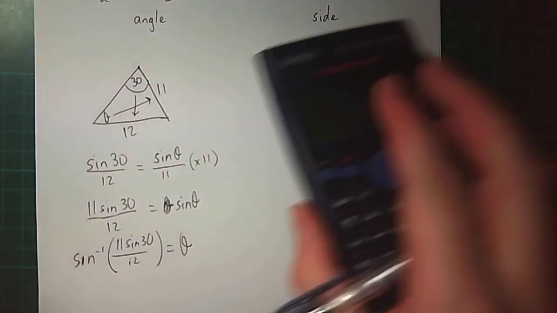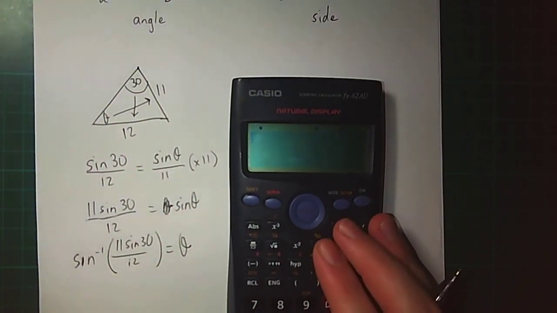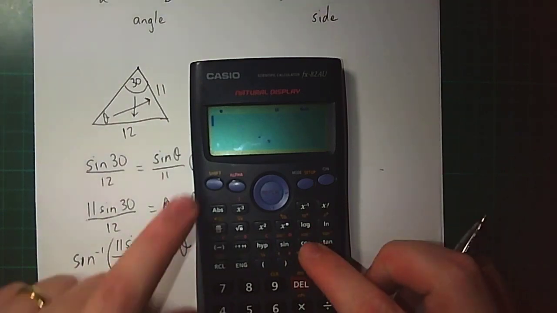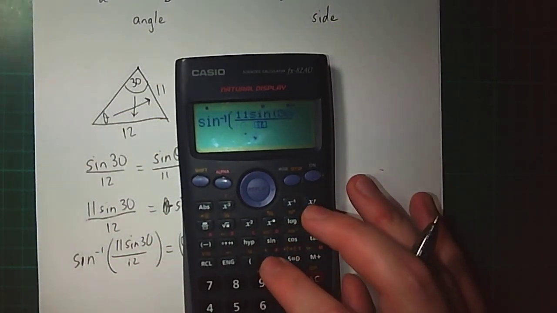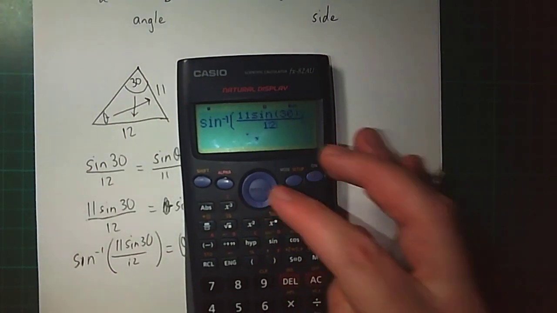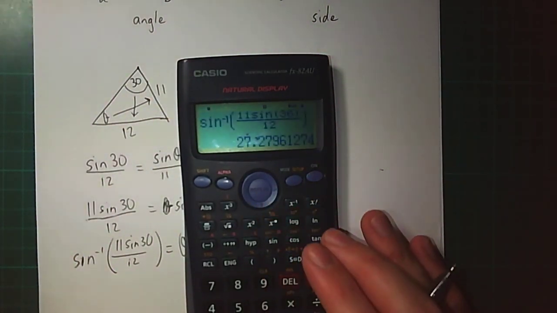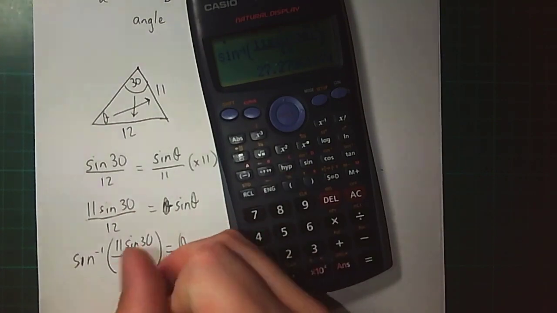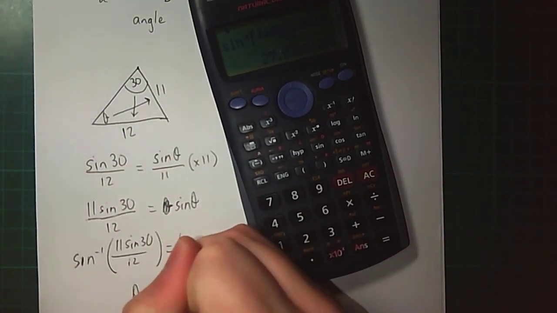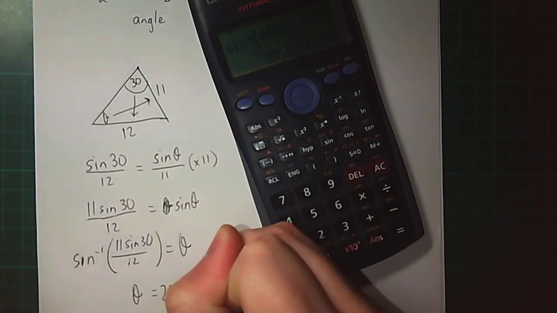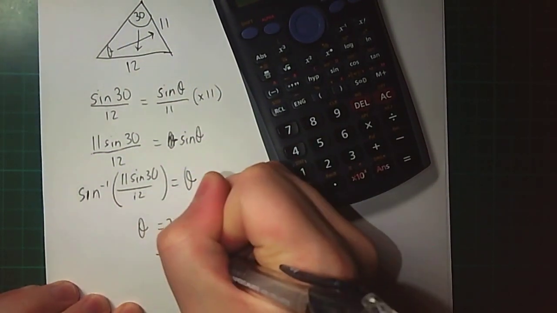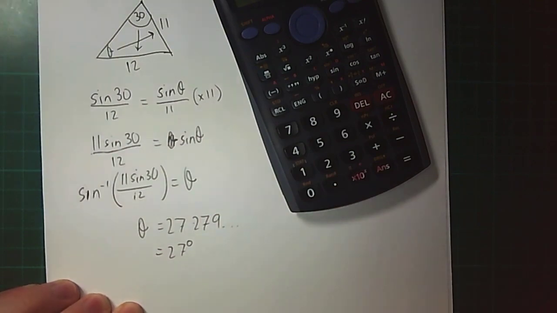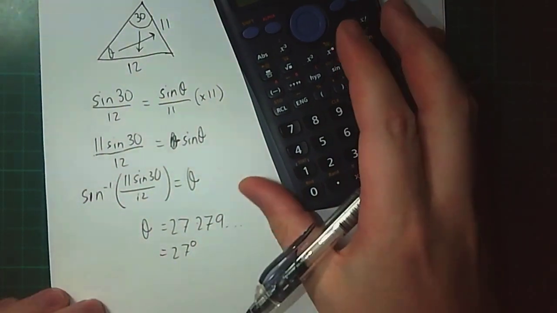When we type that into our calculator, we'll get shift sine 11 sine 30 over 12, and that gives us 27.279, which we will write as 27 degrees to the nearest degree. Okay, and that's our theta.